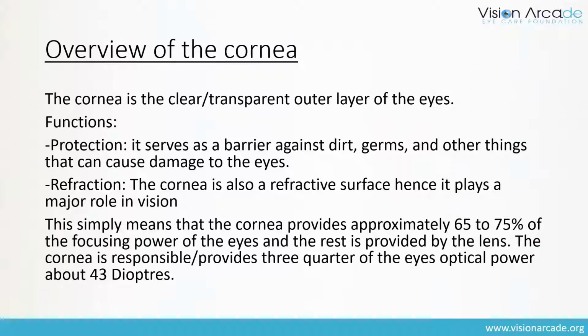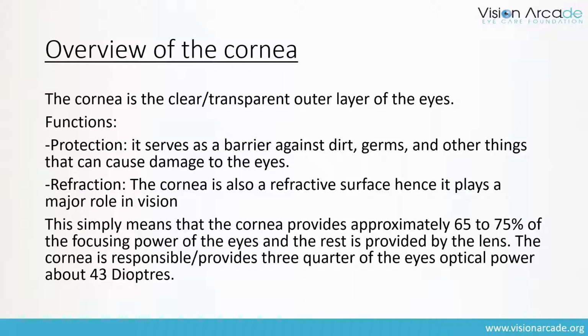Basically, the cornea performs two functions, protection and refraction, but it's a clear, transparent outer layer of the eye. One of the basic functions is the protection bit. It serves as a barrier against dirt, germs, and other things from entering the eye. And another basic function, which is quite important, is refraction. But I'm not going to make it complicated. I'm sure that our optometrists and student optometrists understand what refraction is. Basically, it focuses light into the eye.